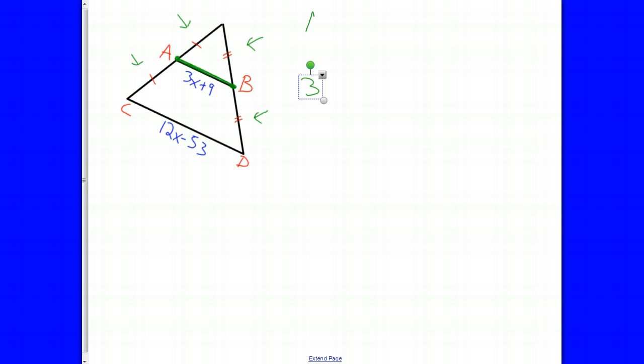The mid-segment AB is half the length of the third side, which in this case is CD. So AB is 3x plus 9. That's going to be half of 12x minus 53. Those are the lengths of CD. So now, to solve this, we got a couple of options. We could distribute this 1/2 into the 12x minus 53, but 53 is an odd number, so we're going to be dealing with a decimal.